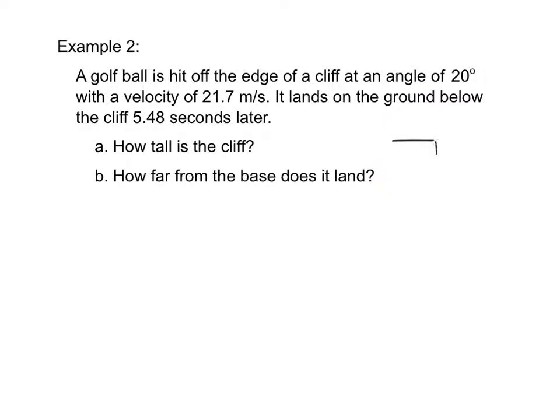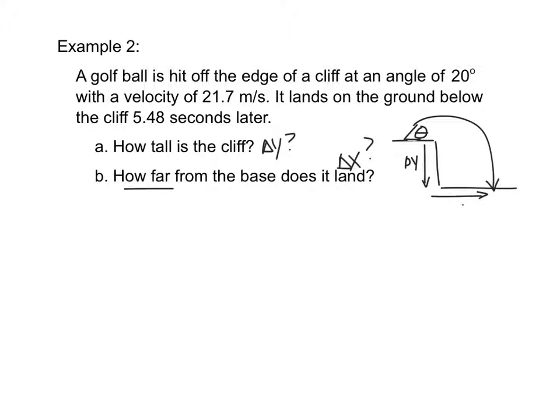All right, let's take a look at a problem that's a little bit more of a traditional projectile problem in that the object is launched at an angle. So if we read the problem here, what we end up seeing is that a golf ball is hit at an angle of about 20 degrees with a velocity of 21.7 meters per second. It lands on the ground below the cliff 5.48 seconds later. How tall is the cliff? So we're looking for how tall it is, or what is the delta y that this thing has traveled. And we're looking for how far from the base does it land, or our delta x. So how far out did the golf ball actually travel during this time?